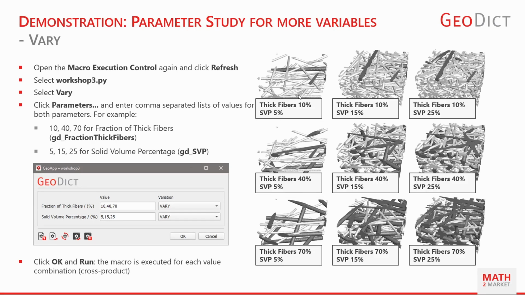Here on this workshop slide, you can see an image for all 9 combinations. As we had 3 values for both variables, the result is 3 times 3, so 9 different fiber structures. And here the SVP grows from the left to right and the fraction of thick fibers increases from top to bottom. Also, the number of fibers increases from left to right to reach the given solid volume percentage and decreases from top to bottom because less thick fibers are needed to reach the same solid volume percentage.